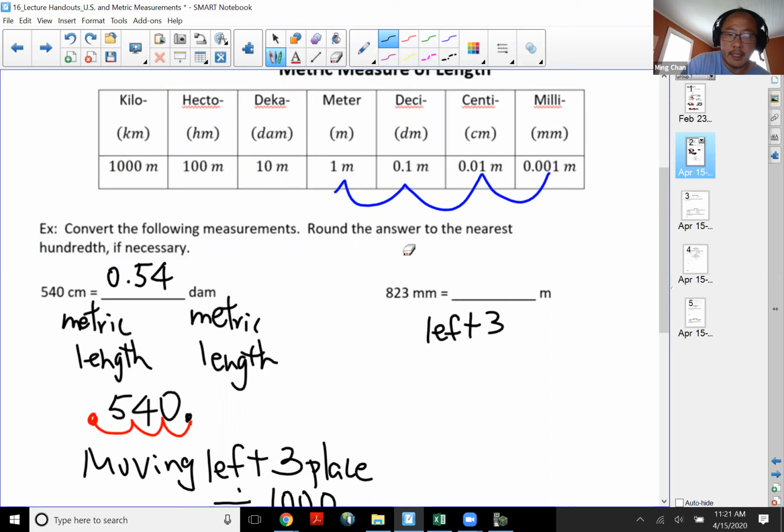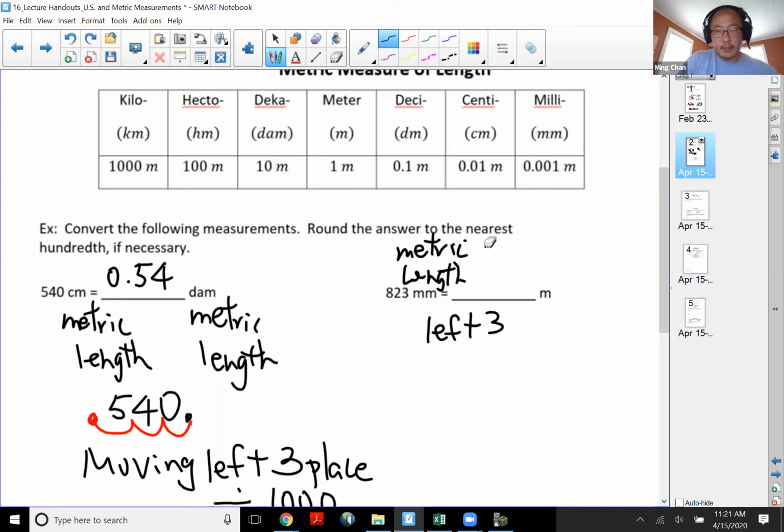All right, so again, this is metric. Oops. Length. There's a question on the knowledge check that will require you to actually write this out for me.